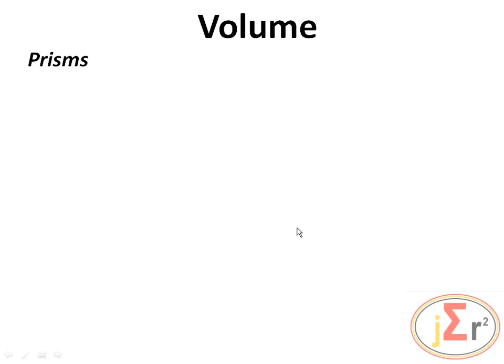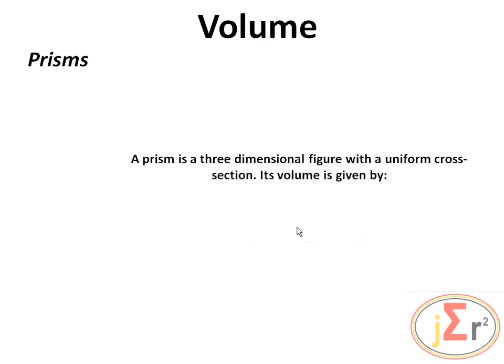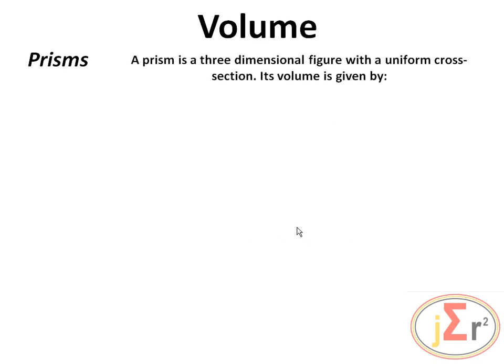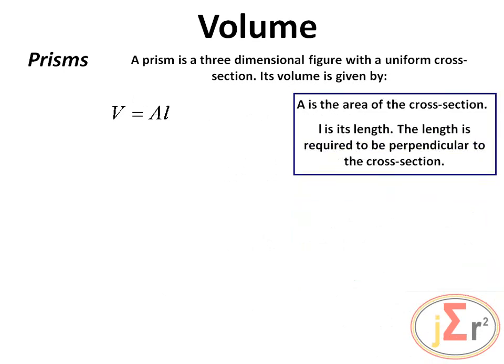We will move merrily on to prisms. A prism is a three-dimensional figure with a uniform cross-section. Its volume is given by, very simple, A times L, and of course A is the area of the cross-section and L is the length. The length is required to be perpendicular to the cross-section.